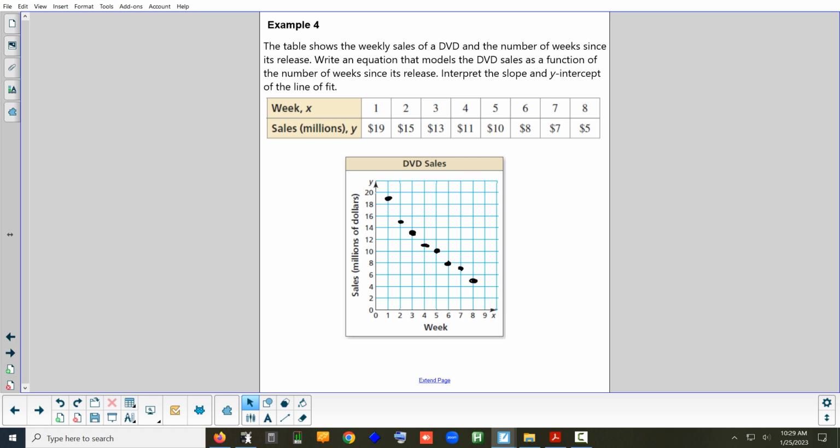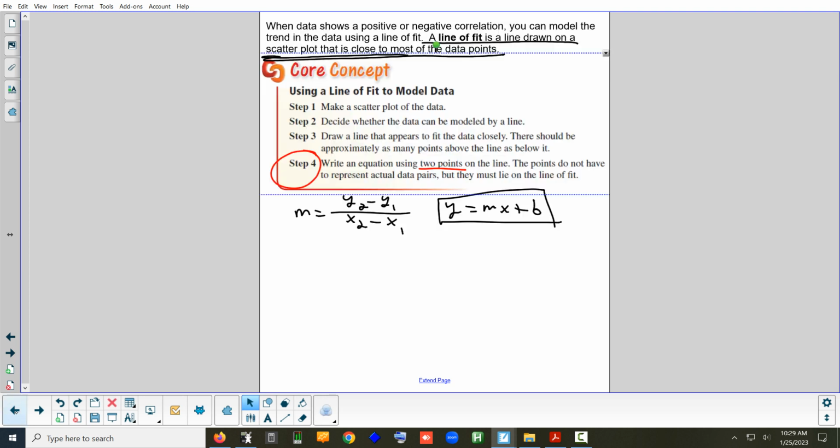Okay, does it look like those points are in a pretty straight line? What do you think? Yeah, kind of. They're pretty straight. So I would say, decide whether the data can be modeled with a line. Yes, it can. Draw the line.